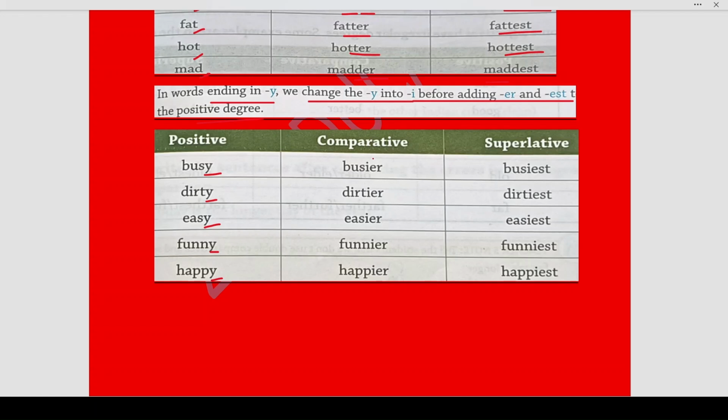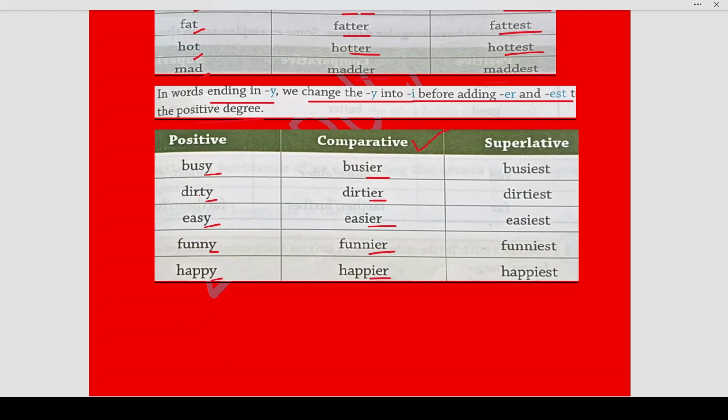How do you change these to the comparative? In adjectives which end with Y, we remove the Y and we add IER to make it comparative. Remove the Y in dirty and add IER to make it dirtier. Remove the Y in easy and add IER to make it easier, which is a comparative degree. Next, funny. Remove the Y, add IER, funnier. Happy. Remove the Y, add IER, happier.